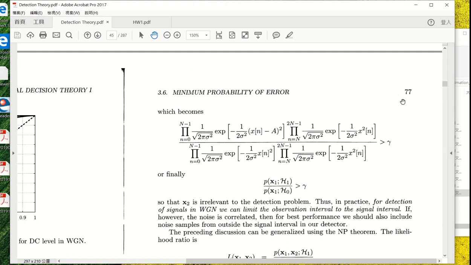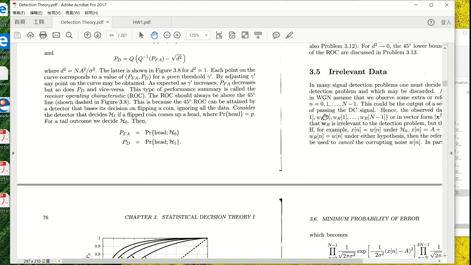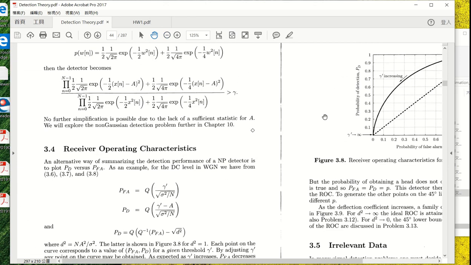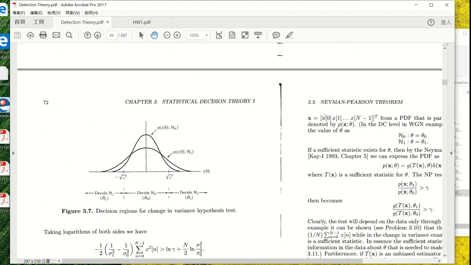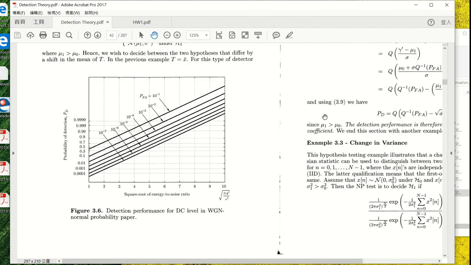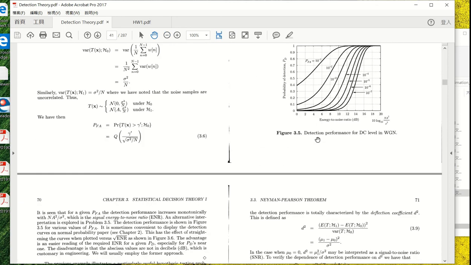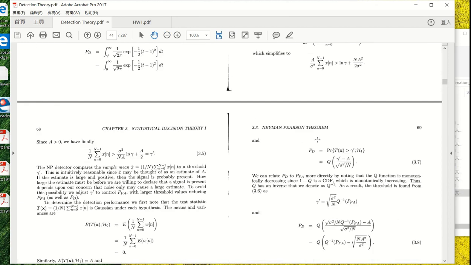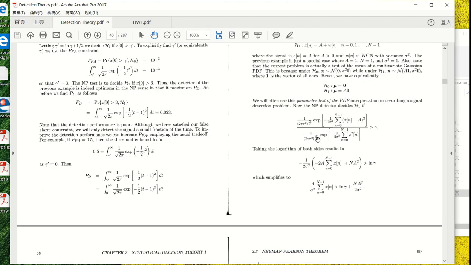So we are at page 77. So just a brief review. Last week, we have talked about two things that are very important, fundamental and important. A little bit of review, right? One is the Neyman-Pearson approach.